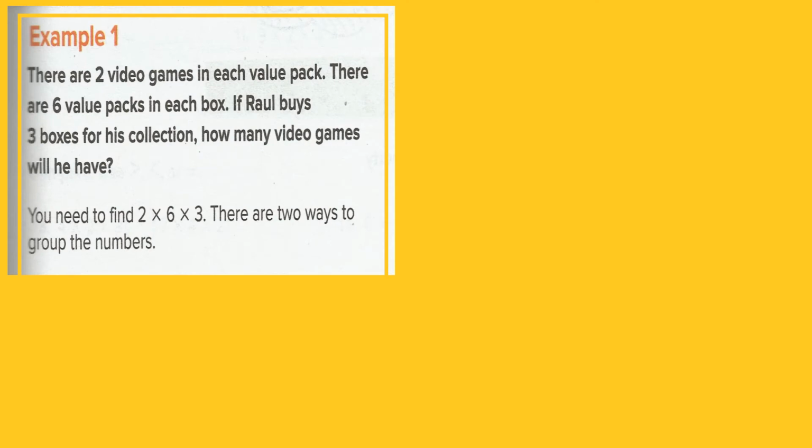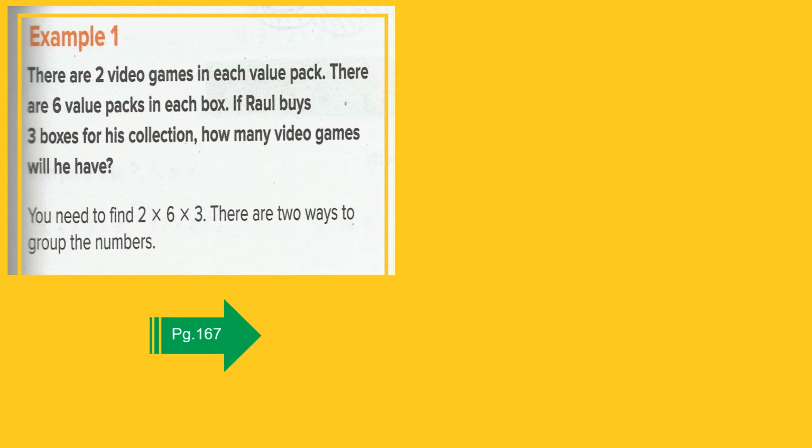Example 1. There are 2 video games in each value pack. There are 6 value packs in each box. If Raul buys 3 boxes for his collection, how many video games will he have? You need to find 2 times 6 times 3. And there are 2 ways to group the numbers.